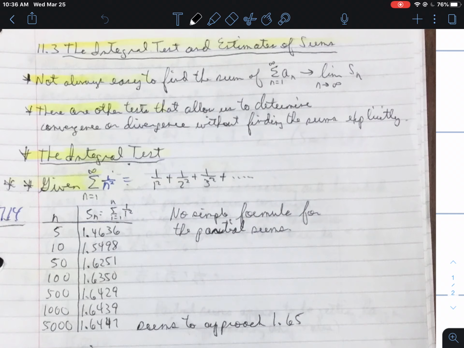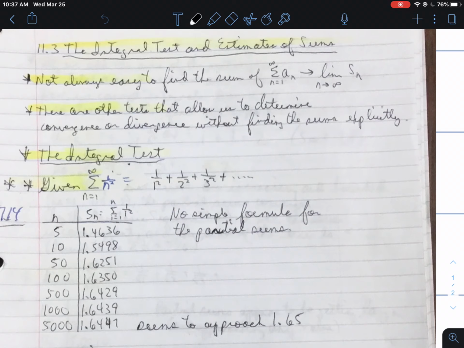So what happens if the limit as n approaches infinity of the terms a sub n is 0? I can't tell you if it's convergent or divergent. I have to make that determination. That's where all these other tests are going to come into play. So this integral test is going to be one of those.